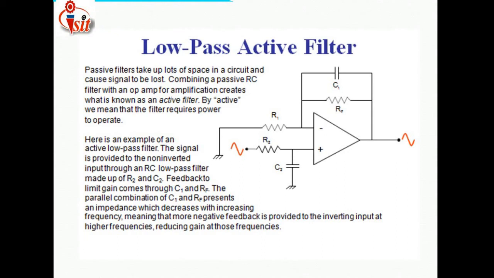Here is an example of an active low pass filter. The signal is provided at the input through an RC low pass filter made up of R2 and C2. Feedback to limit gain comes through C1 and RF. The parallel combination of C1 and RF presents an impedance which decreases with increasing frequency, meaning that more negative feedback is provided to the inverting input at higher frequency, reducing the gain at those frequencies.